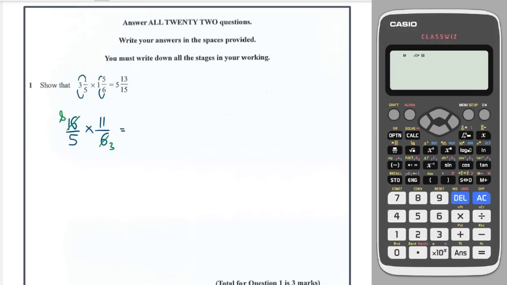Then I do top times top, which is going to give me 88, and bottom times bottom, which is going to give me 15. Now, how many 15s go into 88? Well, I could do that on my calculator. 88 divided by 15 gives me 5, so I know the answer is going to be 5. 15 times 5 is going to give me 75. So to get to 88, I need 13, which is perfect. So 13 over 15. Great.